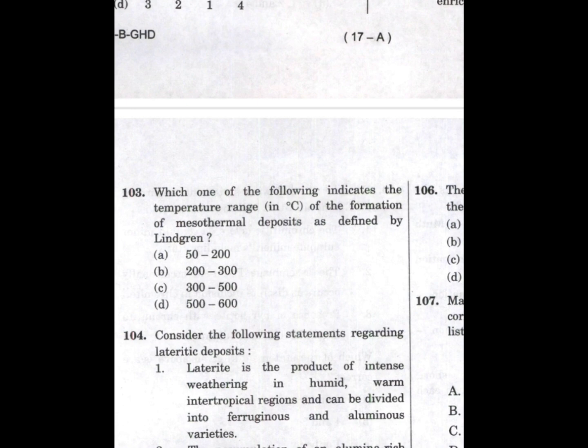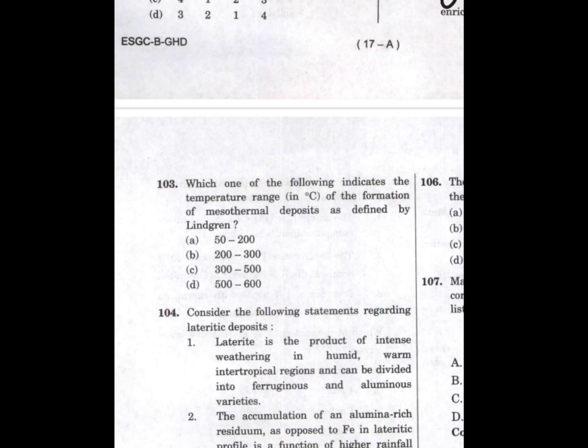Next question is, which one of the following indicates the temperature range in degrees Celsius for formation of mesothermal deposit as defined by Lindgren? Okay, we have to just know what is Lindgren classification of ore deposits. It's based on temperature and pressure conditions. Here we divide ore deposits into four main categories. First one is telethermal deposit, epithermal deposit, mesothermal deposit, hypothermal deposit.